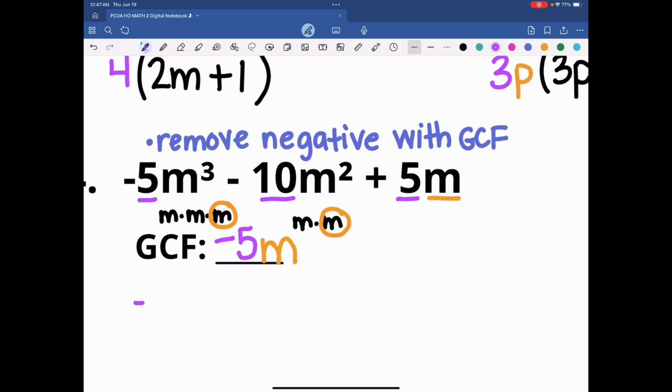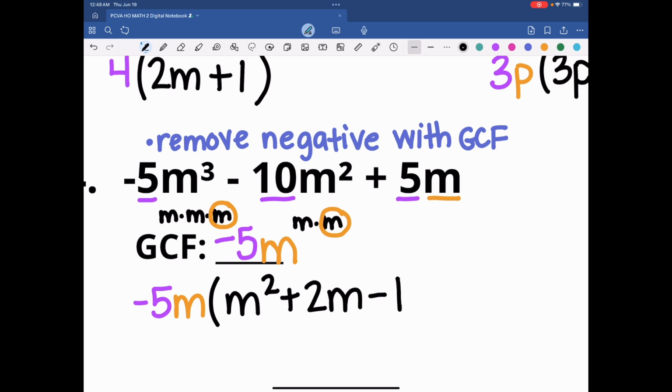All right, so if we take negative 5 and m out of each term, that means we're going to divide it out. So again, negative 5 divided by negative 5 makes a positive 1. And again, that's going to be more helpful for us later on. So I had 3 m's and I took 1 out, so I'm left with m squared. Then negative 10 divided by negative 5 is going to be plus 2. And I had 2 m's, but I took 1 out, so I'm left with 1. Then 5 divided by negative 5 is going to be negative 1. And I had 1 m, I took 1 out, so I'm left with no m's.